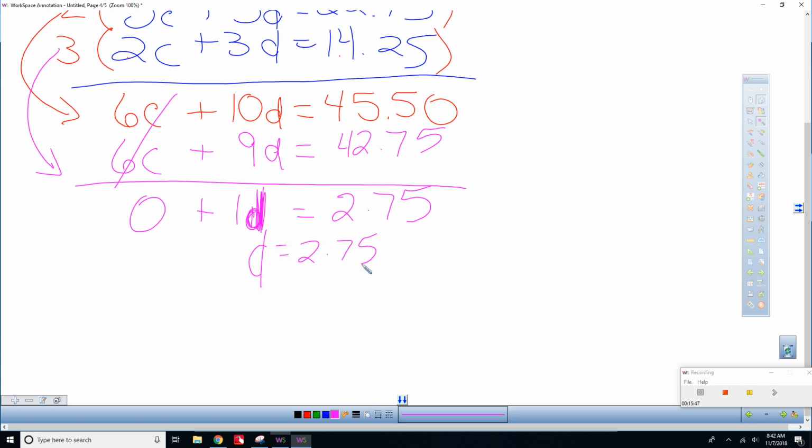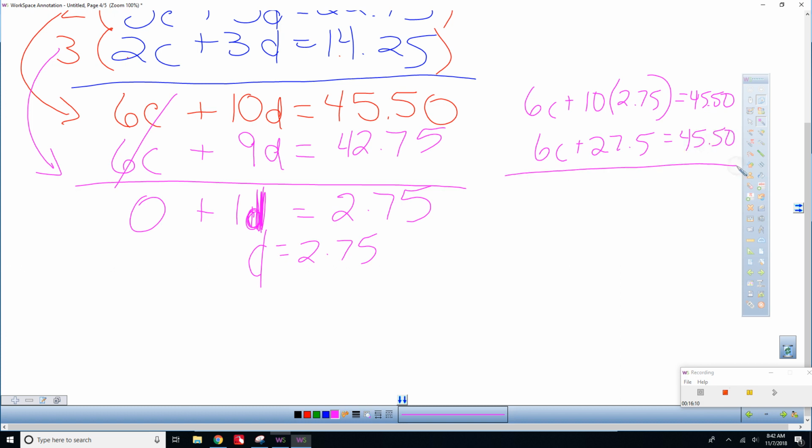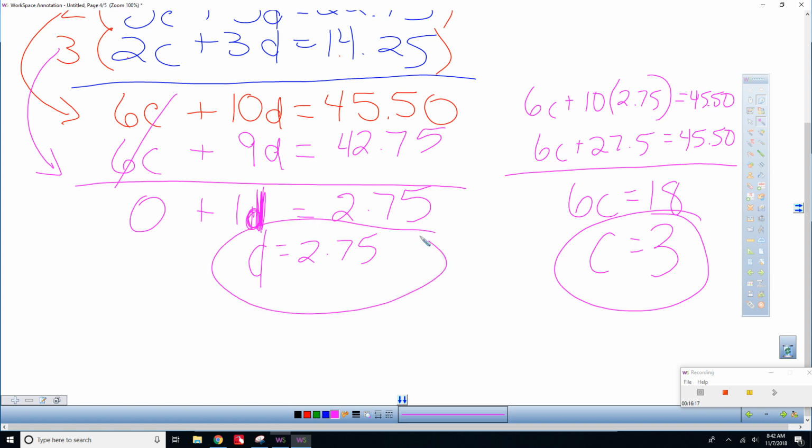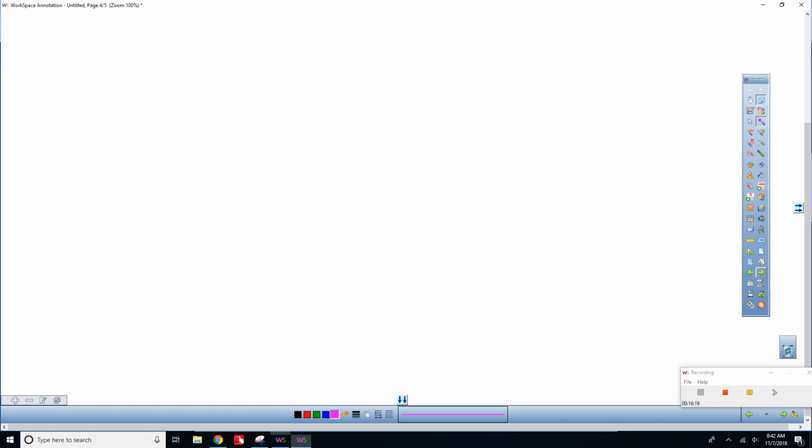So to solve for C, we'll just plug it in somewhere for D. 6C plus 10 times 2.75 is 4550. What's 4550 minus 27.5? Divide by 6 and get 3. Boom. Anything else? That's it. Boom!